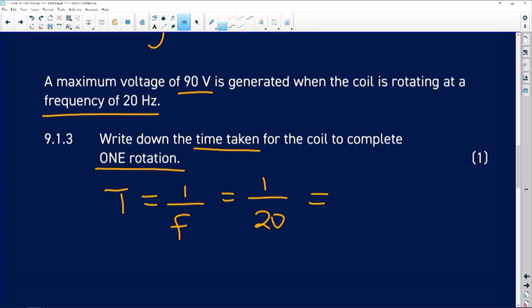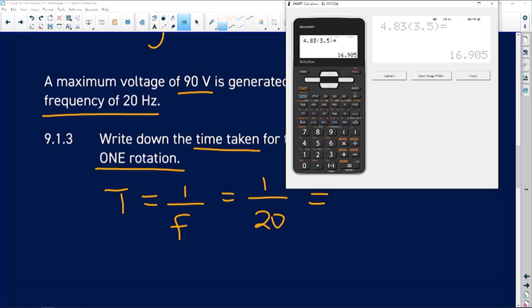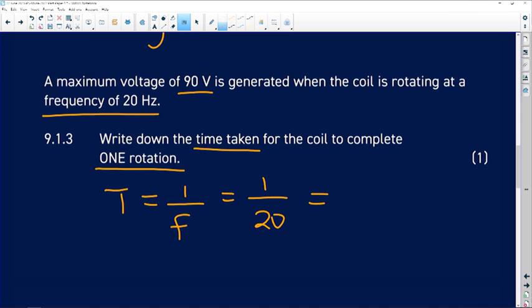Go to our calculator now. What is 1 over 20? We can just punch that in. We get 0.05. So that's my answer there. Don't forget the unit: it is seconds, 0.05 seconds. That's how you get your 1 mark there.